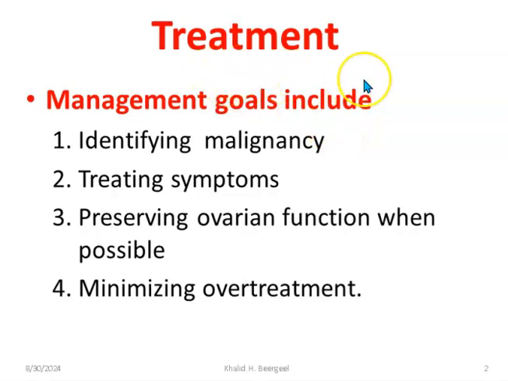When treating a patient with ovarian cyst, the treatment goal has 4 principles. The first goal is to identify if this is malignancy, because malignant cysts have different management options and approach. We need to treat the symptoms, because the most common symptom is pain, to preserve ovarian function when it's possible, and to minimize overtreatment. We should not give treatment more than the required treatment.